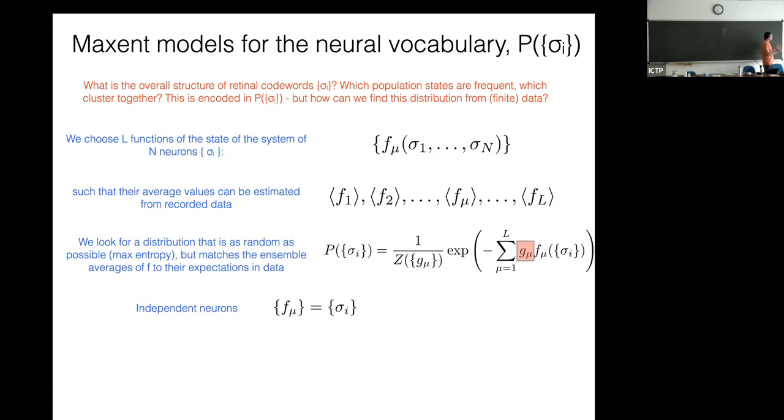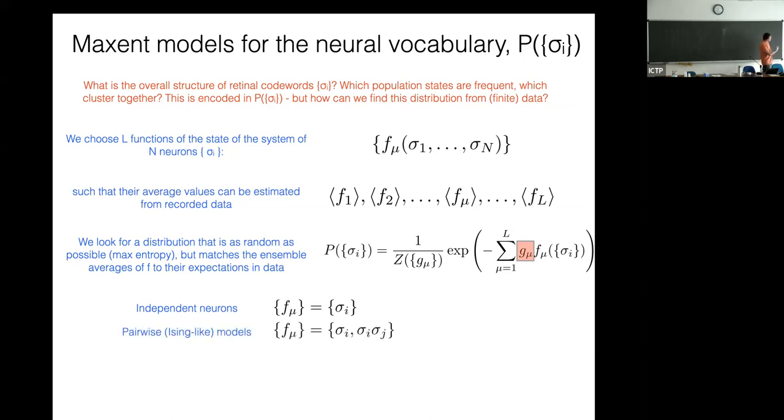And this has been done in the field of neural code analysis using various choices of these constraint functions. So if my only constraints are individual neural activities, then I'm getting an independent model as we described yesterday. So it's a maximum entropy model. The only thing it constrains is the firing rate or the average activity of every neuron and no correlations. So it's a kind of trivial factorial model.